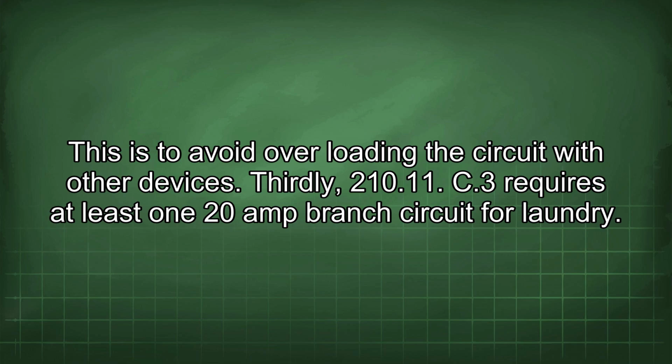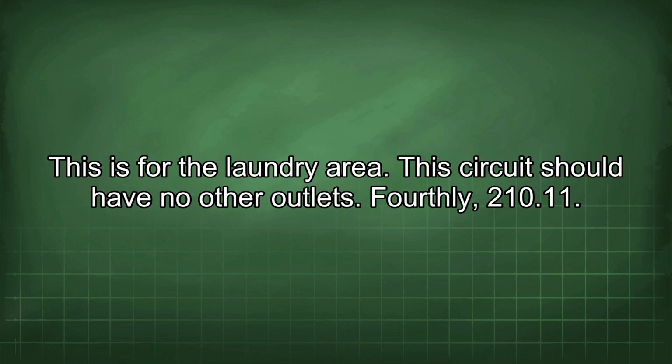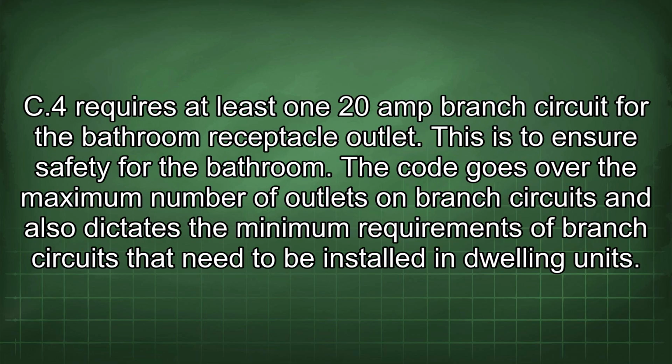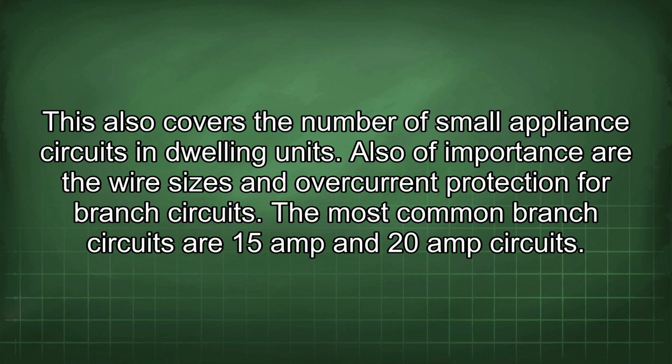Thirdly, 210.11.C3 requires at least one 20-amp branch circuit for laundry. This is for the laundry area. This circuit should have no other outlets. Fourthly, 210.11.C4 requires at least one 20-amp branch circuit for the bathroom receptacle outlet. This is to ensure safety for the bathroom. The code goes over the maximum number of outlets on branch circuits and also dictates the minimum requirements of branch circuits that need to be installed in dwelling units. This also covers the number of small appliance circuits in dwelling units.